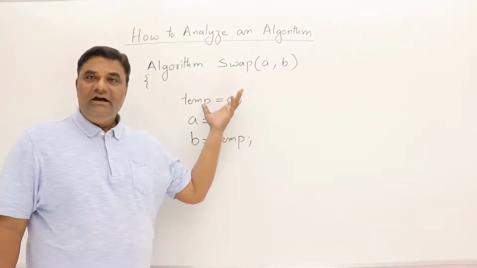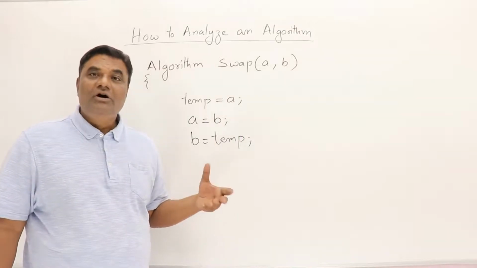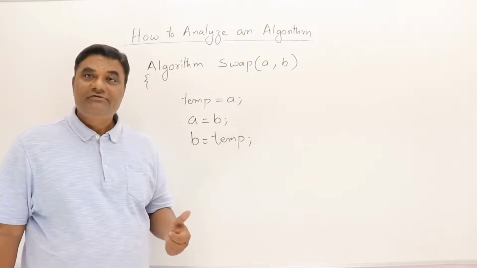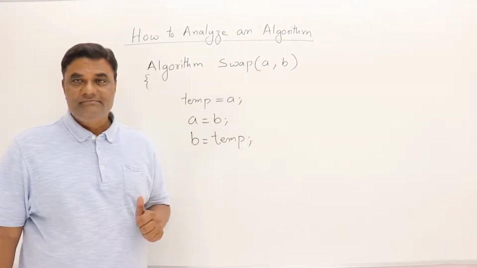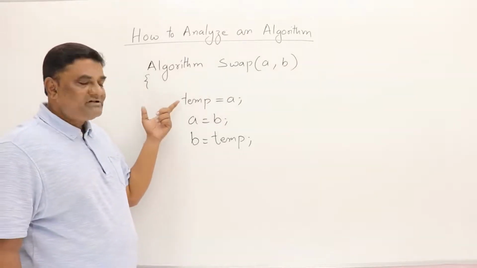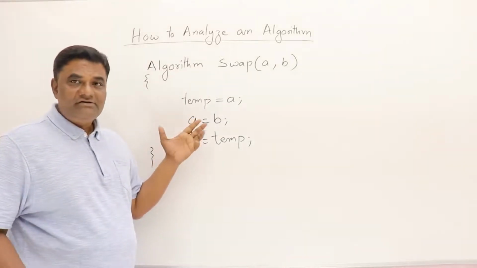Now let us see. I have taken one example to show you how we analyze an algorithm. So for analysis purposes, we need to know the time. So first we'll do time analysis, then we'll do space analysis. Now time means how much time this will take. This is not the watch time.